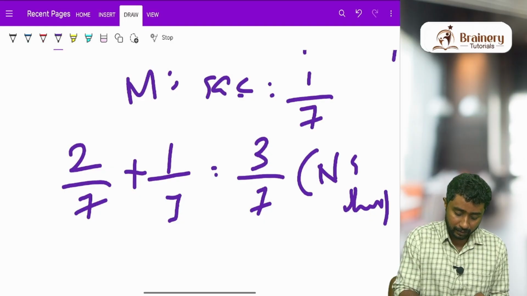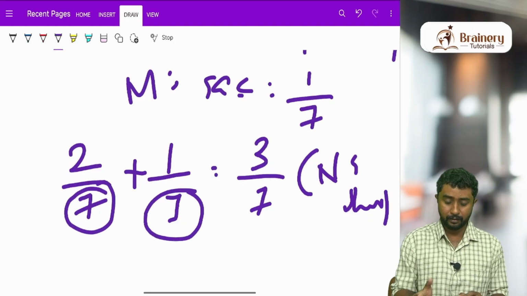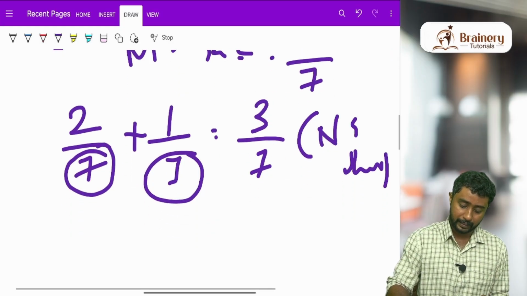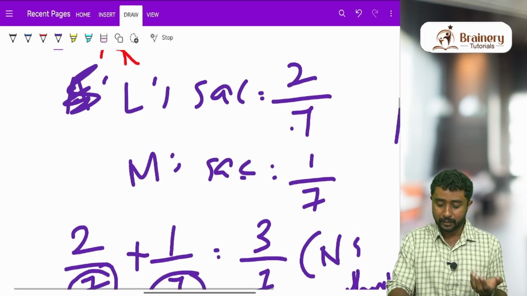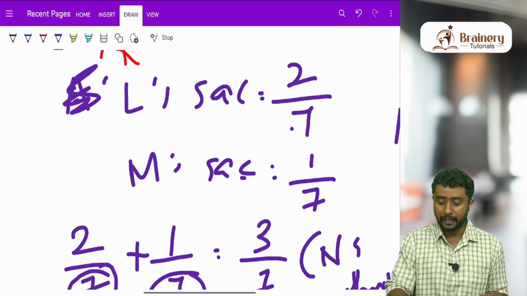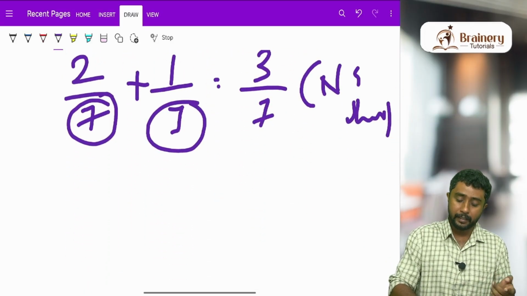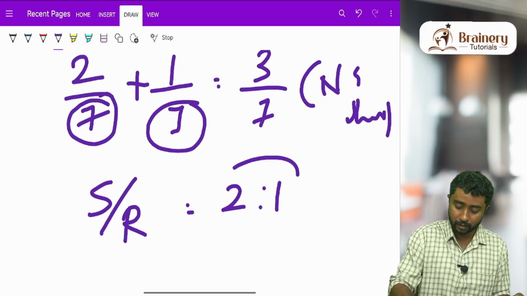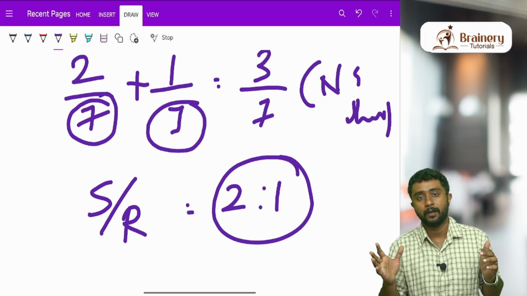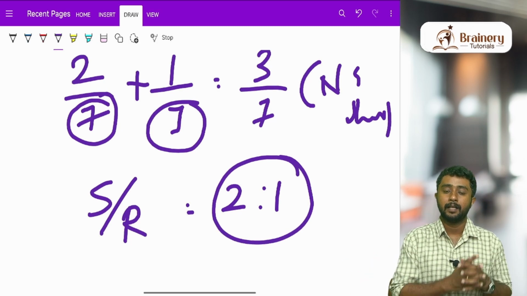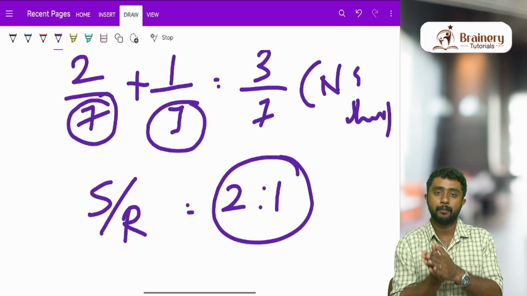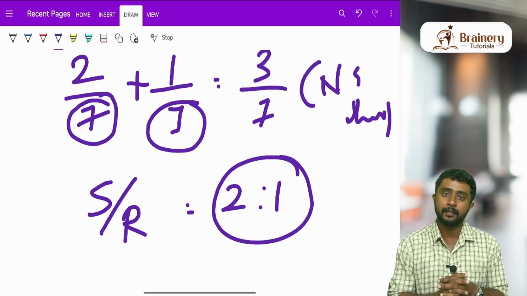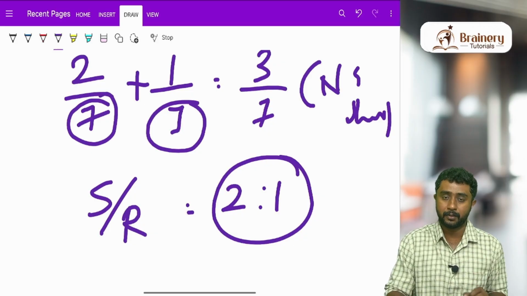Now as you can see, 2 by 7 and 1 by 7 have the same denominator. So both these fractions are the same. So instead of saying L sacrifices 2 by 7 shares and M sacrifices 1 by 7 shares, you can say the sacrificing ratio is 2:1. Why am I writing 2:1? Because the question itself says how much L is sacrificing and how much M is sacrificing. We are putting the sacrifices together in the form of a ratio, and you get the sacrificing ratio. So the sacrificing ratio is 2:1.